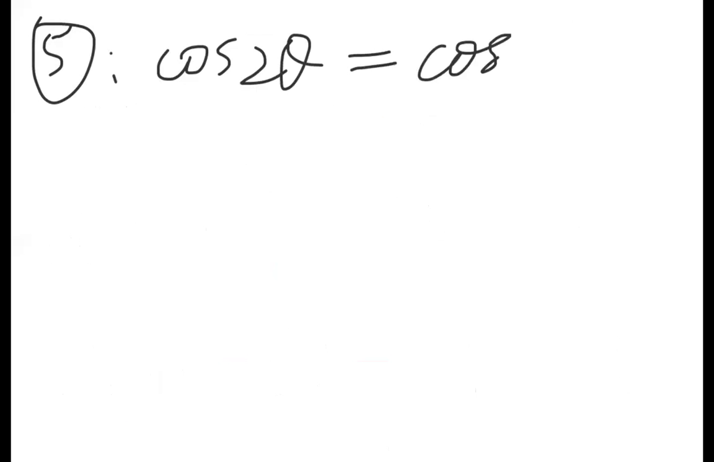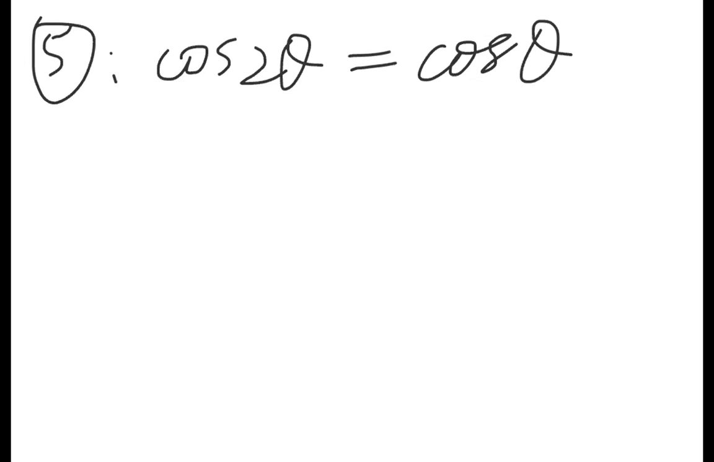So the last one is cosine of 2 theta is equal to cosine theta. All right, so in this case, you basically want to have cosine theta rather than cosine of 2 theta, right? Because cosine of 2 theta and cosine theta are two different graphs, and then we can't make it a simple function. So we want to have everything in terms of cosine of theta.